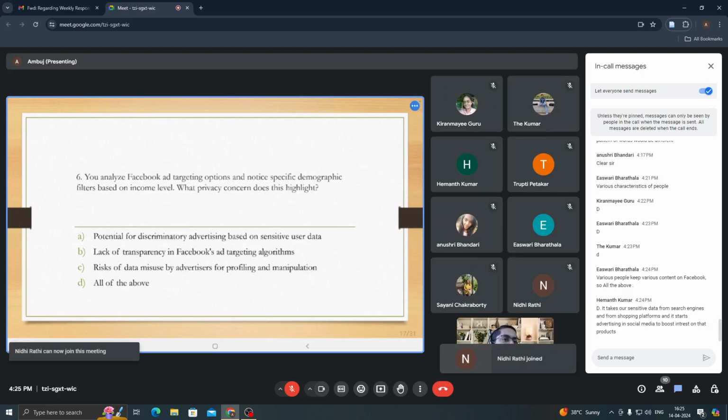It takes our sensitive data from search engines and shopping platforms and starts advertising in social media to boost interest on that platform, on those products.